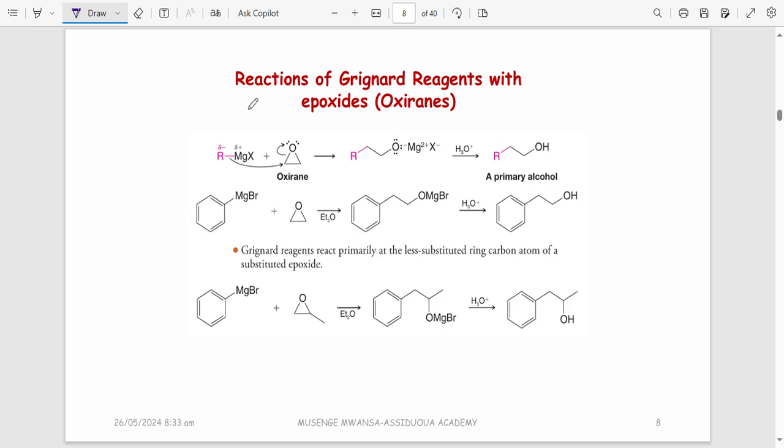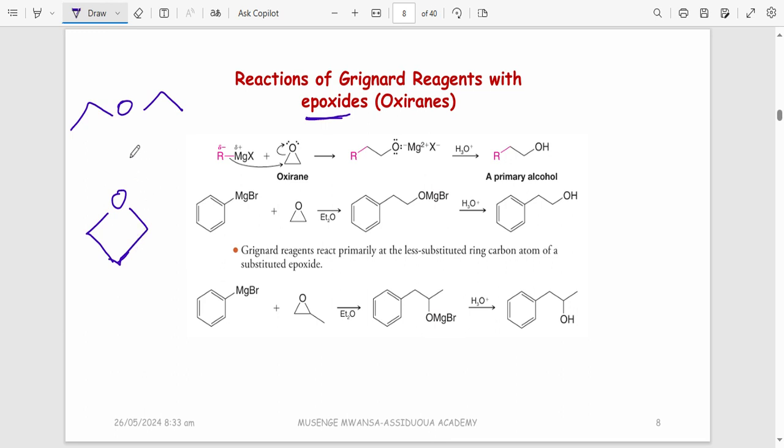Now the Grignard reagent can also react with epoxides. You know what epoxides are? They are ethers, and an ether is where I've got oxygen bonded to R groups on both sides. But where the R groups end up forming a complete ring, that forms what we call an epoxide. So this is an epoxide.